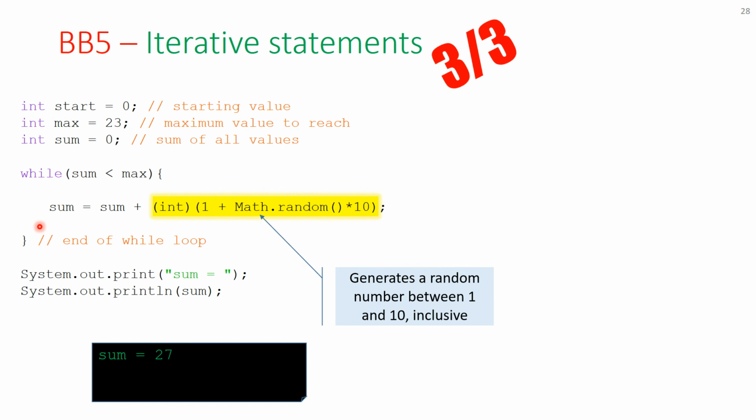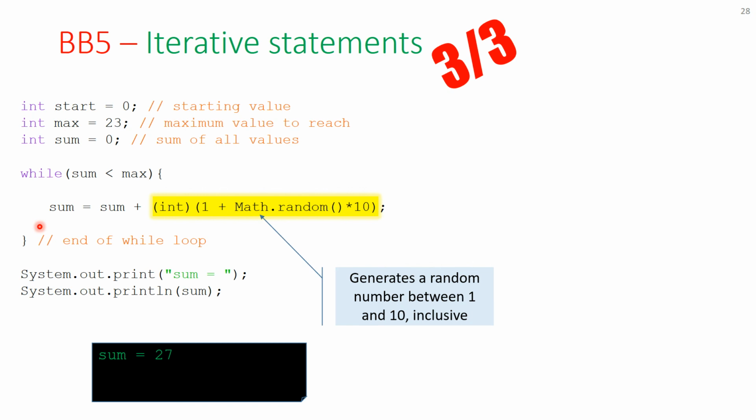So sum starts at 0. I go through this. I say as long as the sum value is less than the max value, and I set the max to 23, completely arbitrary, I add a random number to sum. So sum was 0, now let's say sum is 3. Next time, sum gets a +4, sum is 7. Next time, it gets a +3 again, sum is 10. And I keep adding random numbers between 1 and 10 like that to sum until sum reaches max. When sum reaches or exceeds max, I'm done.